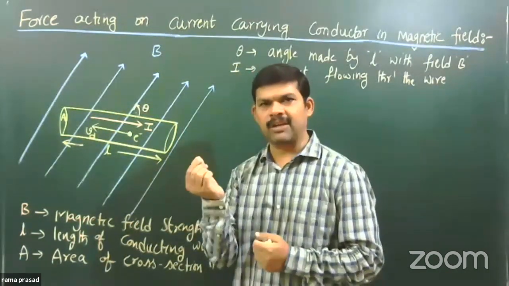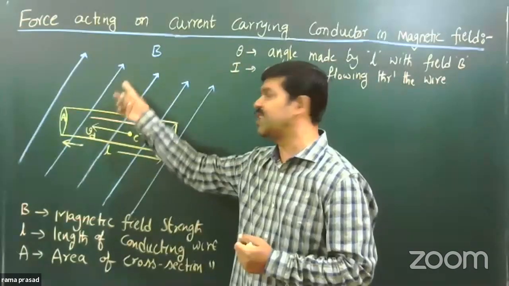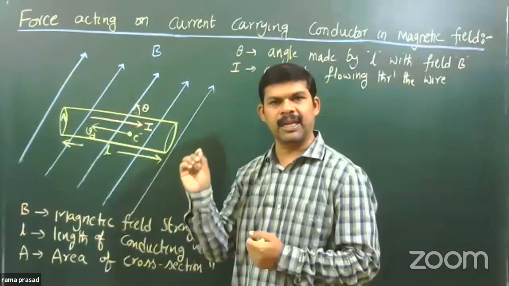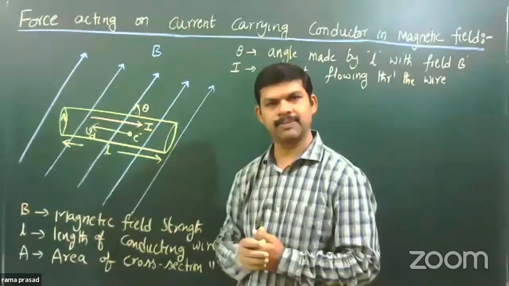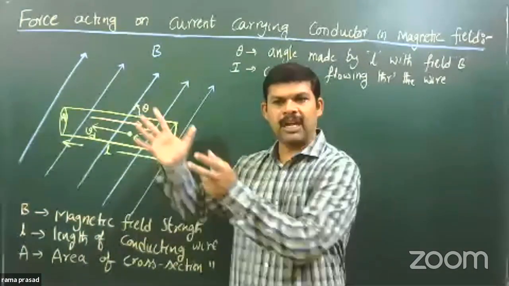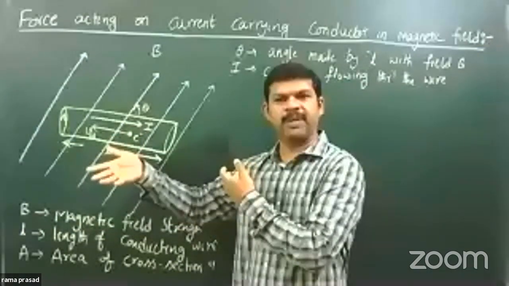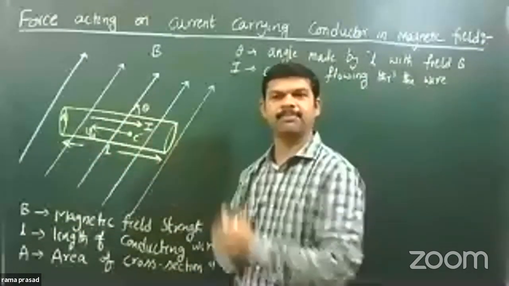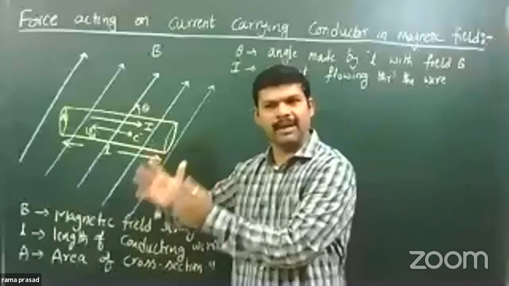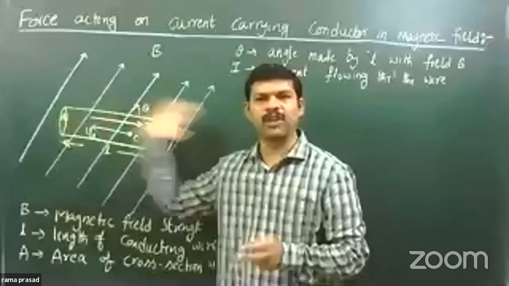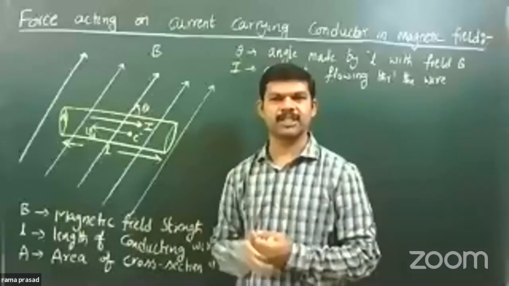Each and every electron is a charged particle, which is in a magnetic field. So as it is a charged particle, it experiences a force. There are some number of electrons moving, and all the electrons experience the force. If you add them, the total force acting on all the electrons is equal to the force acting on the conductor. This is the concept.